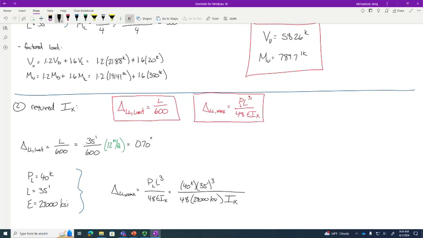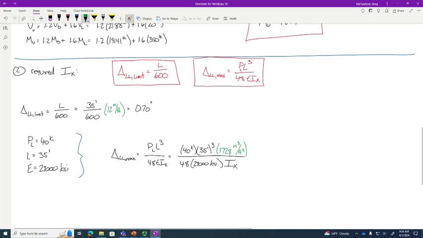I'm leaving this as a symbol because I don't know what it is yet. Do we need to include that unit conversion? There you go. I was wanting to make sure somebody remembered it. Yes, we do need to include our conversion factor, because when we solve for this, we want to solve for it in inches to the fourth, right? So if we don't include a conversion factor, we're going to get some weird units for that, okay?